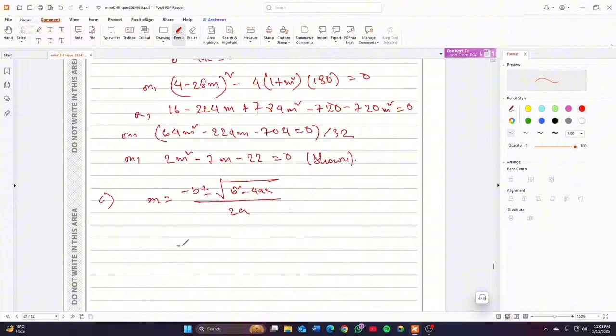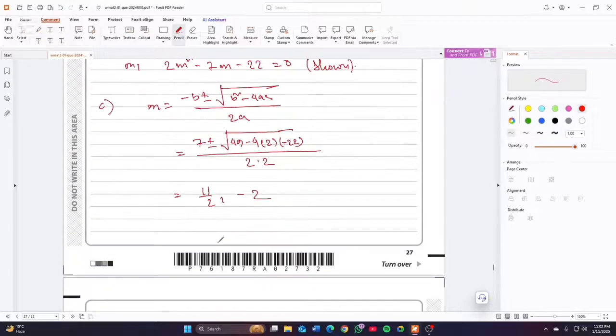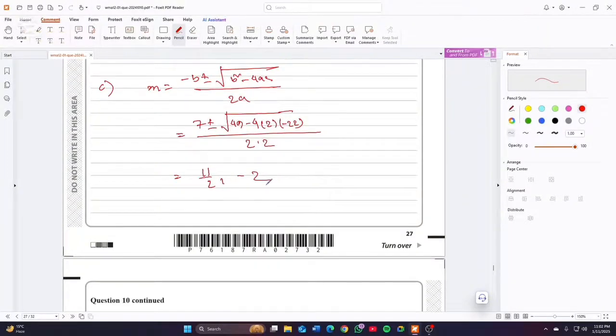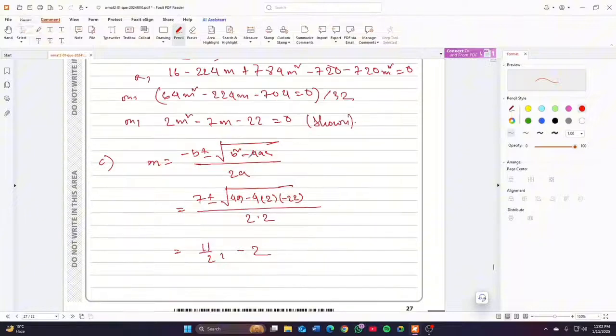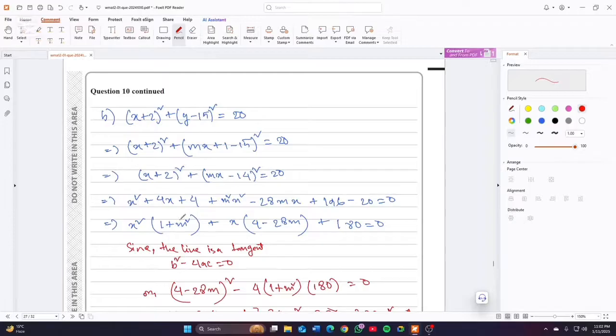Okay, so this gives minus b is 7, plus or minus root over 7 squared, which is 49, minus 4 times 2 times c, which is minus 22, divided by 2 times 2. Okay, you can do this with your calculator. So this will give us two values. The values will be 11 by 2 and minus 2. These are our two values for m. Now if we put the value of m in the actual equation here, in this equation here, right?